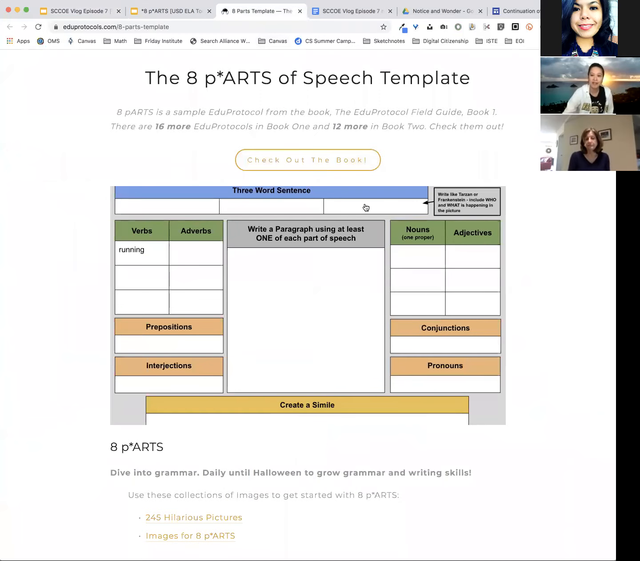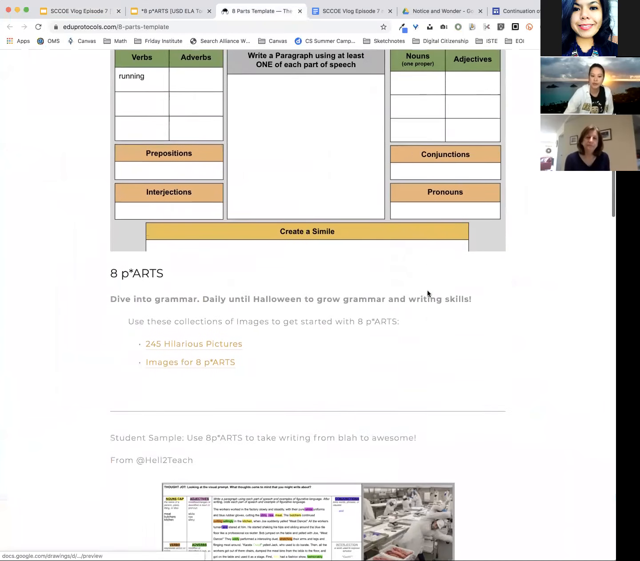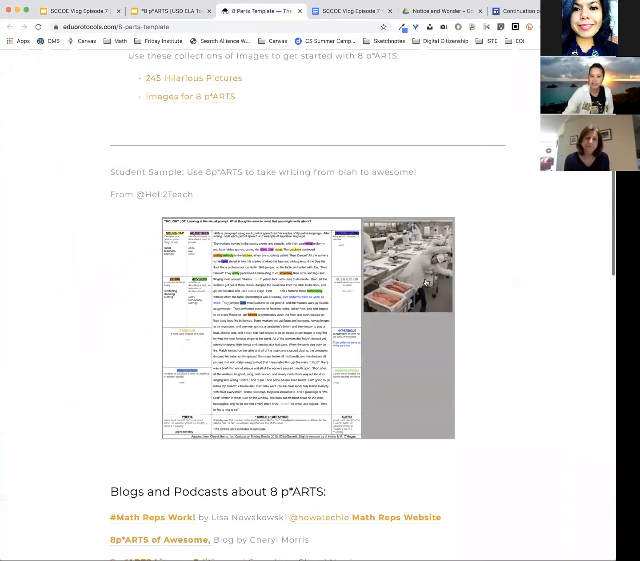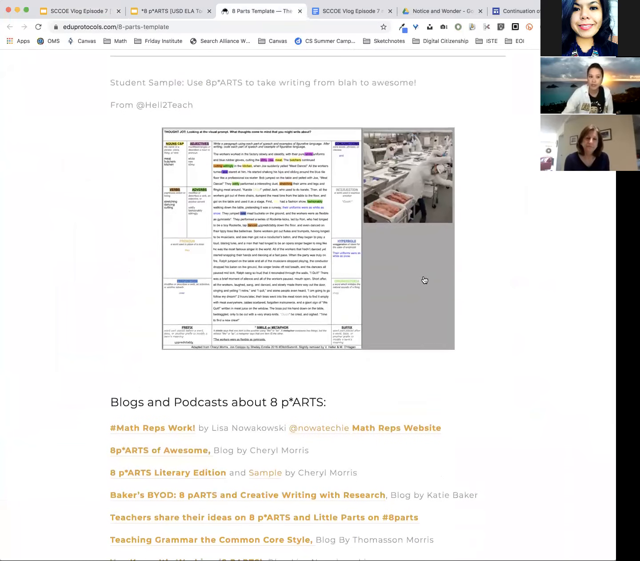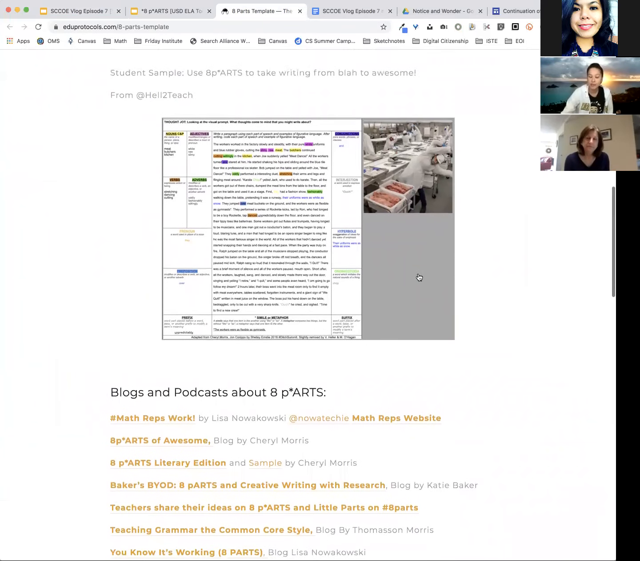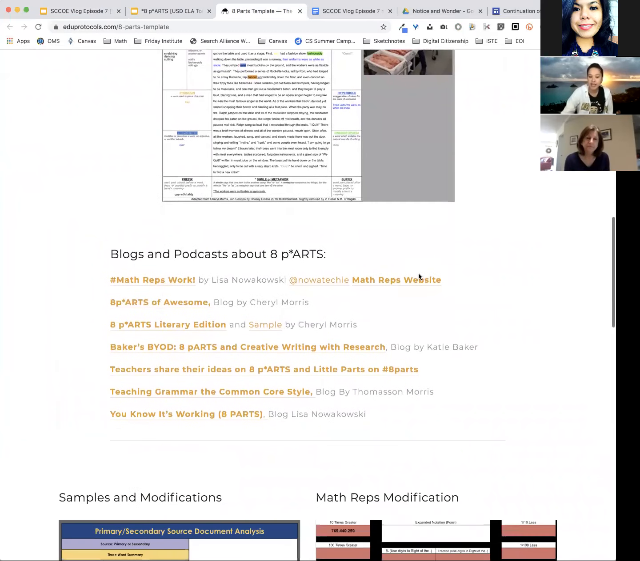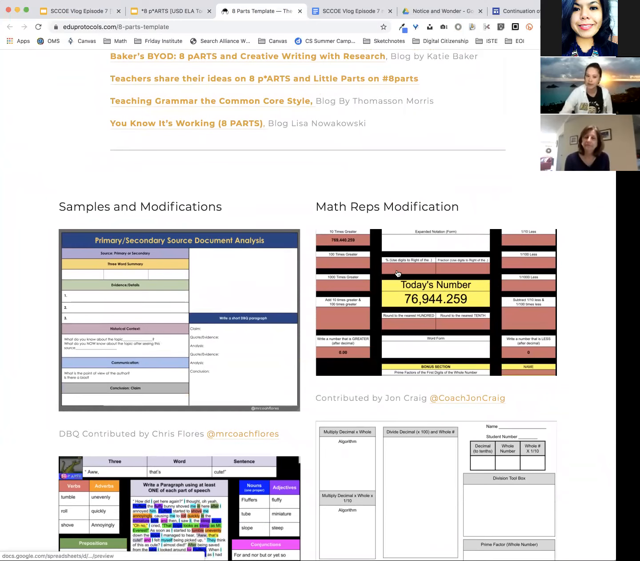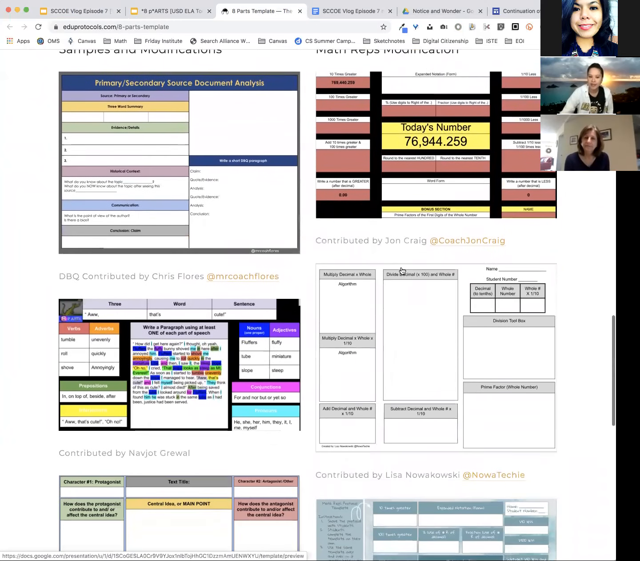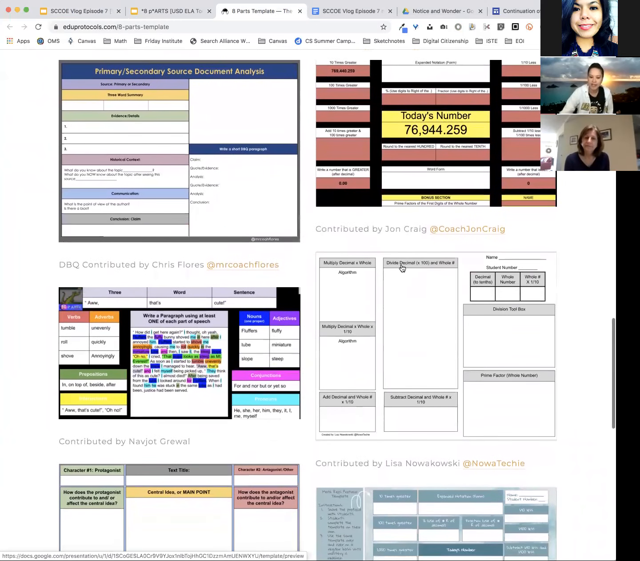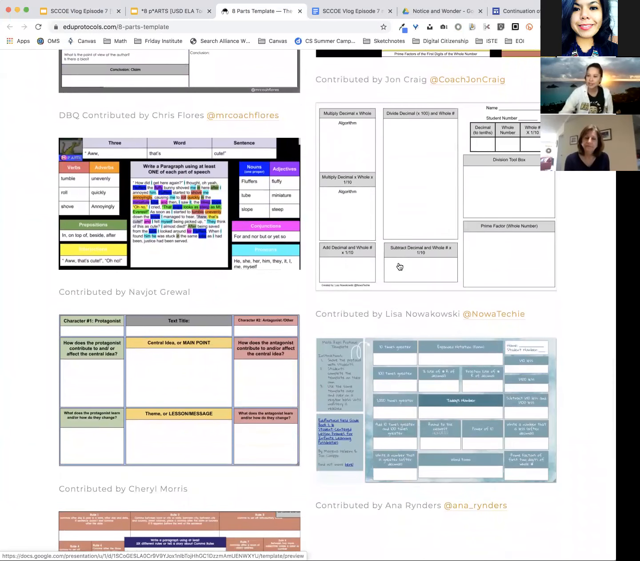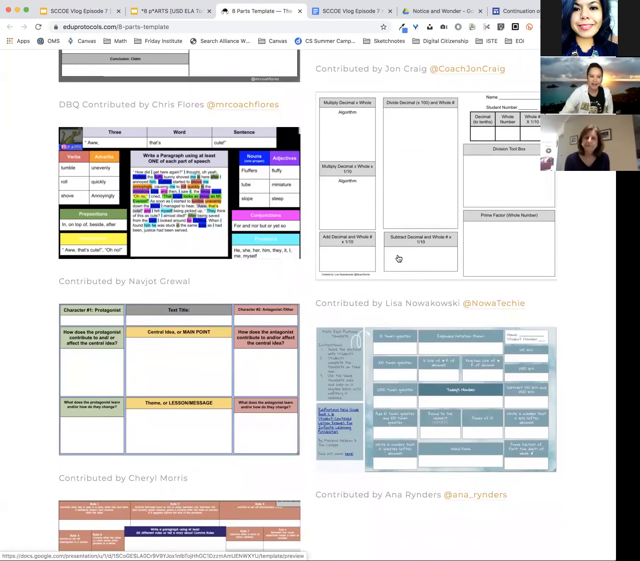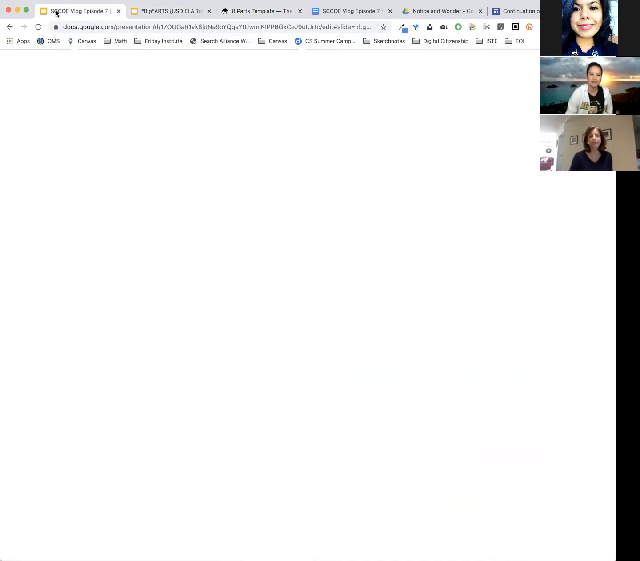And a lot of teachers are using this and they're posting about it. So you might see examples if you go on Twitter or if you check out the EduProtocols page. So you can see how it's being used in different ways. Oh, here's a template for math reps. Mm-hmm. So there's lots of different ideas that teachers are coming up with as they're starting to remix this idea. Interesting, real cool. Okay.